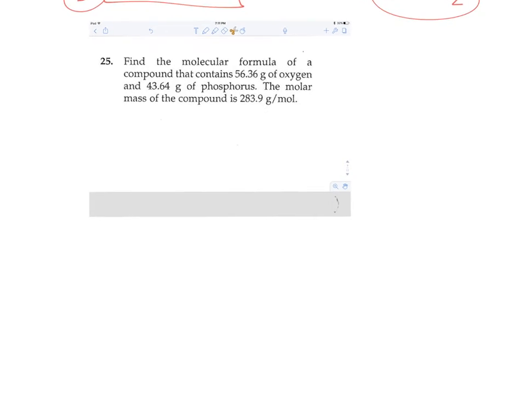We are now going to do a different kind of problem. We are going to do a molecular formula problem. Our keyword is molecular formula. Notice that they will always tell you that, and they will also always give you the molar mass. That is a huge keyword for us. The molar mass in the case of a molecular formula problem is the mass of the parent formula.